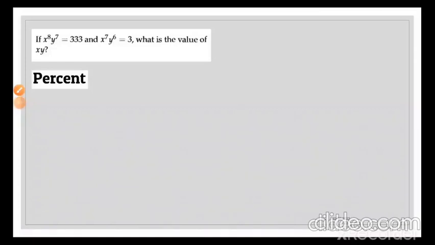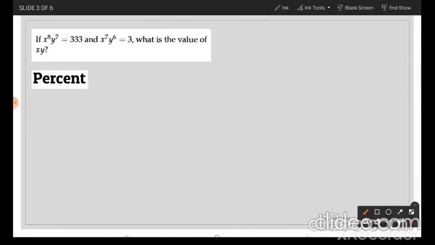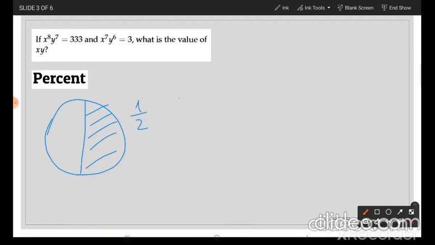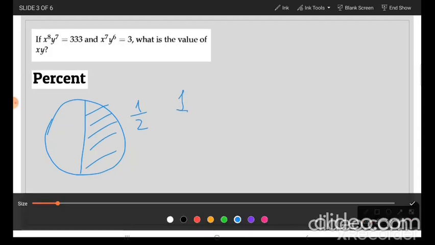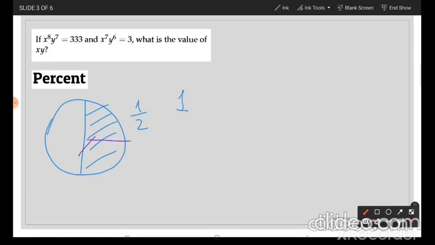To the second chapter, percent. As you remember, when you were studying fractions, you studied a pie or pizza, and you said that half of it, for example, is 1 over 2. The total is 1. And a quarter, 1 over 4, is 0.25.